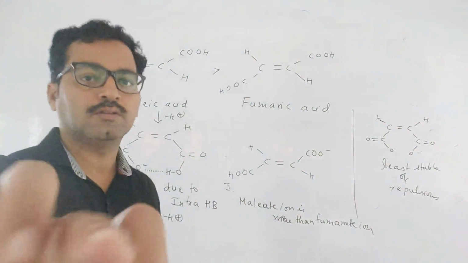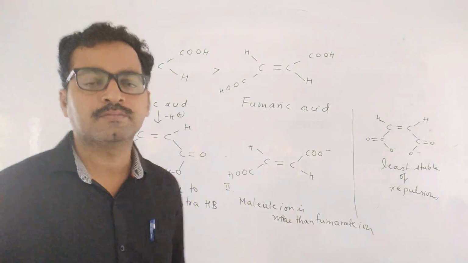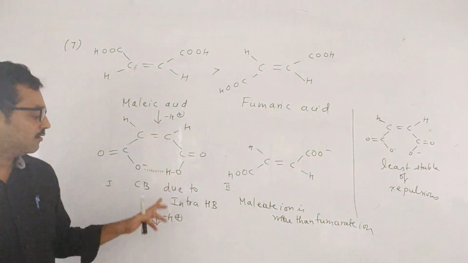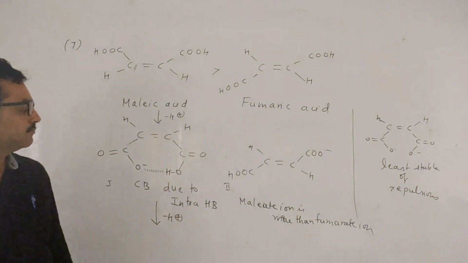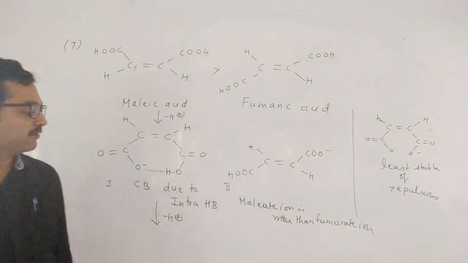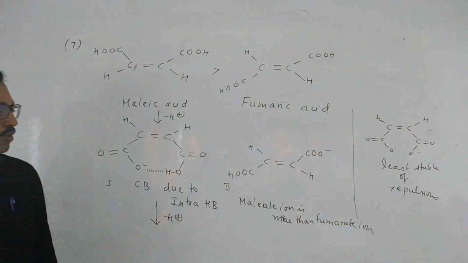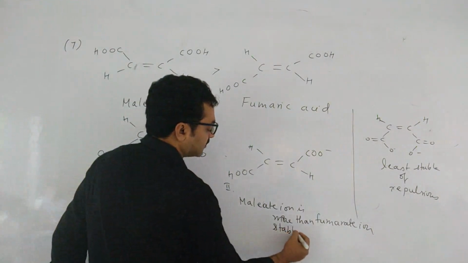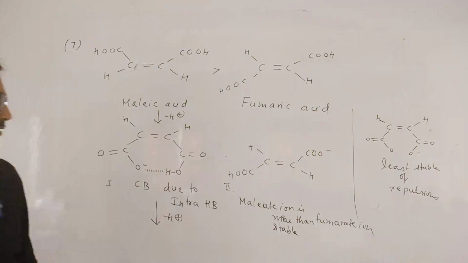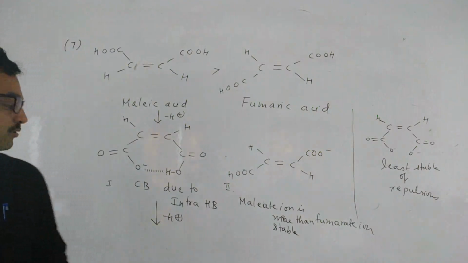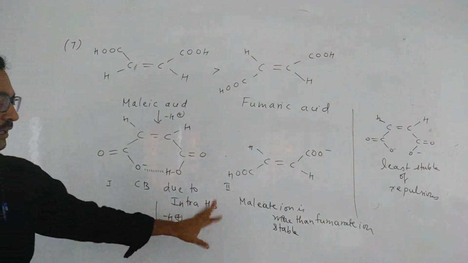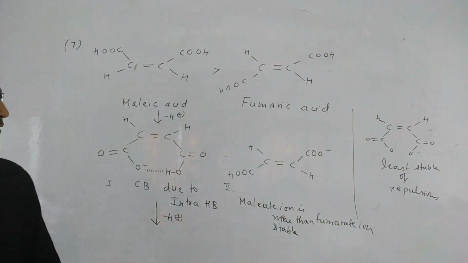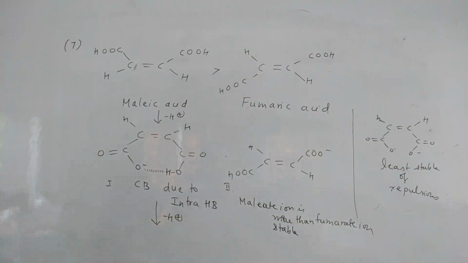Because malate ion is more stable. Malate ion is more stable due to intramolecular hydrogen bonding. That is all.